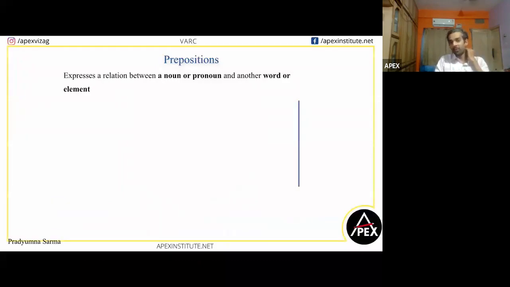Now, a preposition is a word that is supposed to establish a relationship. It's supposed to tell you some kind of relationship between a noun and another word or an element. Is it complicated to understand? Don't worry. Let me tell you.